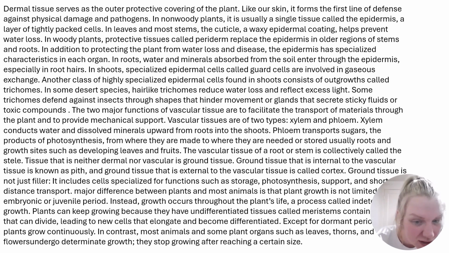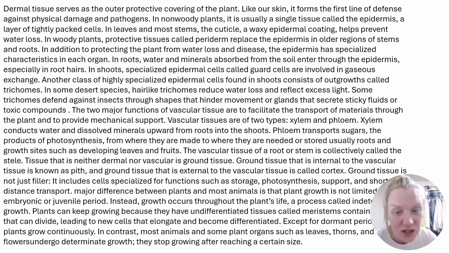Some trichomes defend against insects through shapes that hinder movement and glands that secrete sticky fluids or toxic compounds. The two major functions of vascular tissues are to facilitate the transport of materials through the plant and provide mechanical support. Vascular tissues are of two types: xylem and phloem.